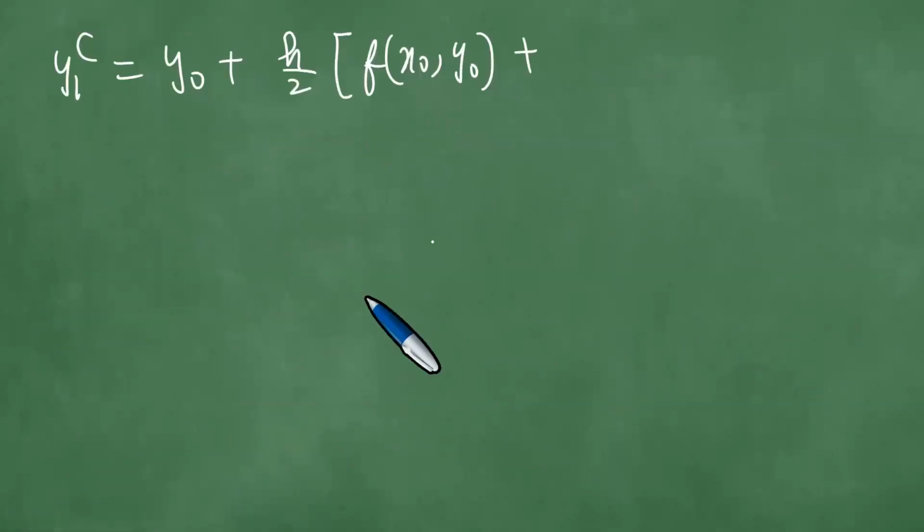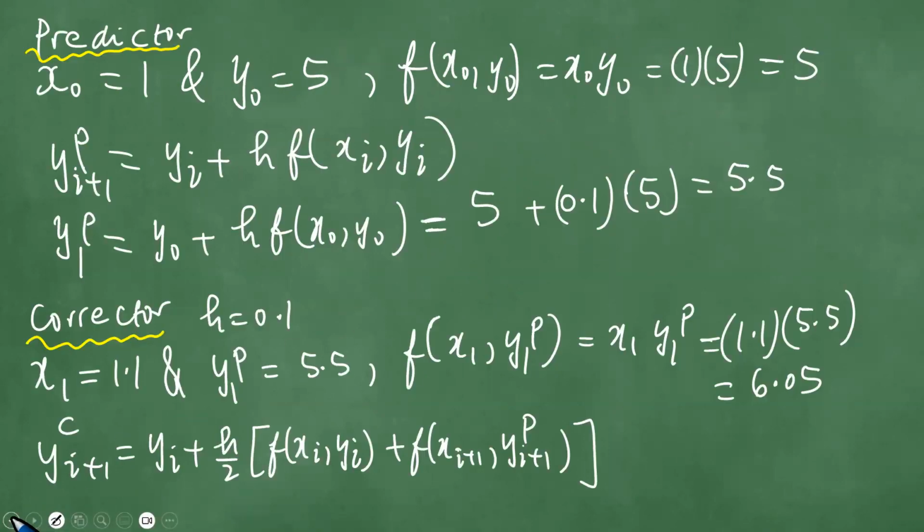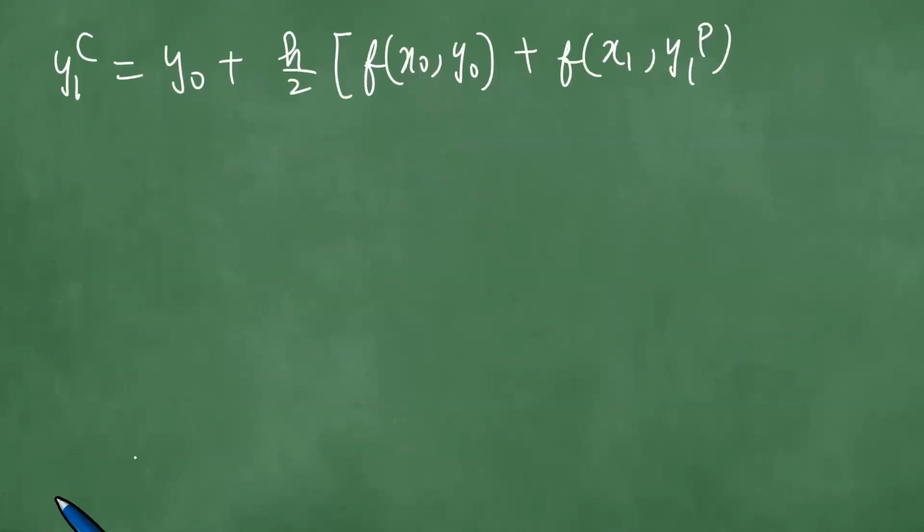Yes, it's going to be x1. Yeah, okay. x1, then y1 predictor. y1 predictor, then you close. So, which means that you have y1. Then what is y0?